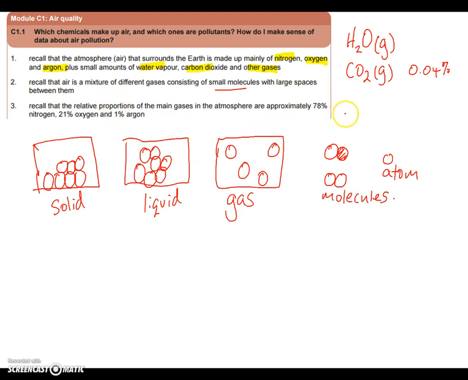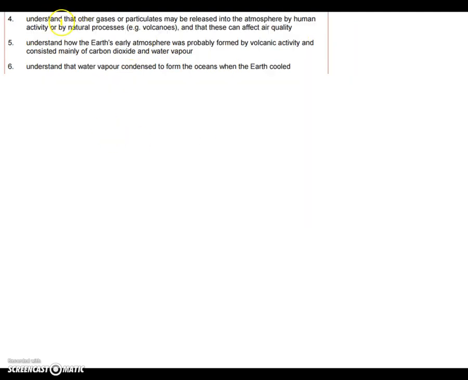So the percentages you need to know as well. So any time it says recall on here, you need to know these things. So 78% nitrogen, 21% oxygen, and 1% argon. These are the main ones. Understand that other gases and particulates may be released into the atmosphere by human activity or natural processes, and these can affect air quality.